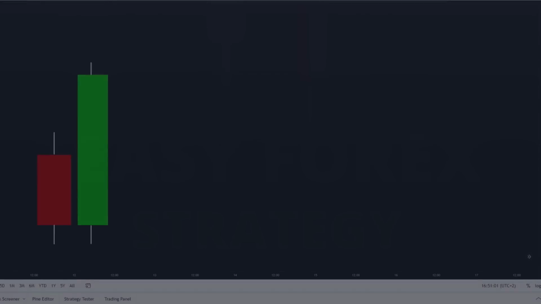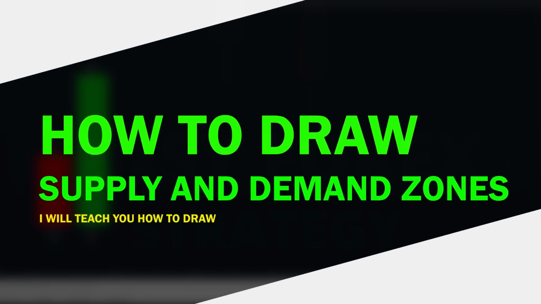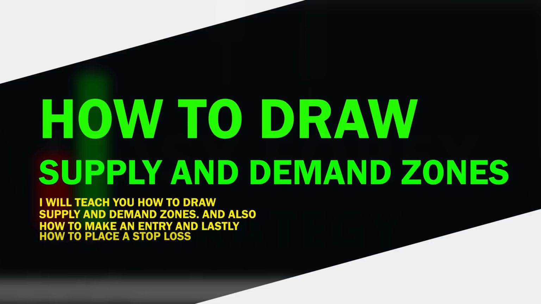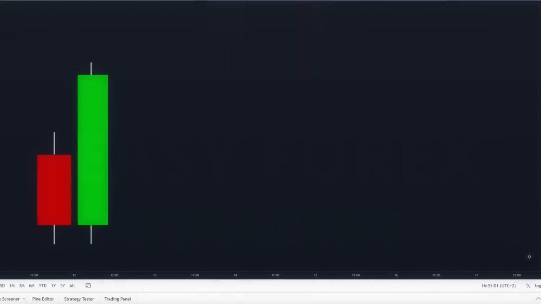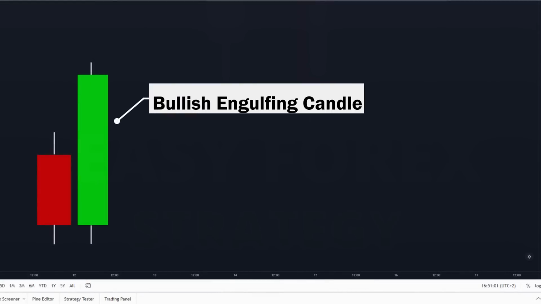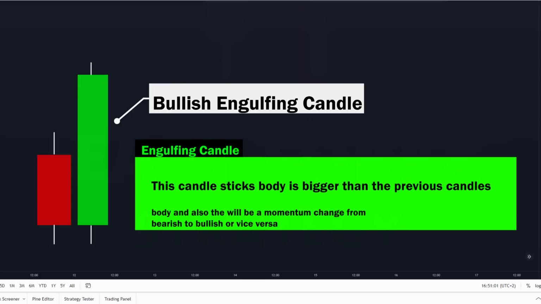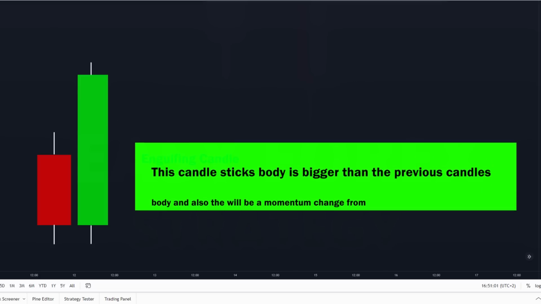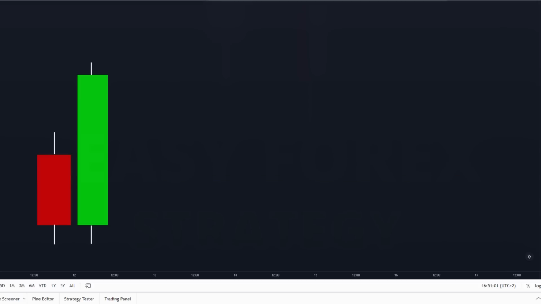In this section of the video I will teach you guys how to draw supply and demand zones in the simplest way so that you guys can understand. The first step is to identify an engulfing candle on a chart. For those who don't know what an engulfing candle is, an engulfing candle is a candlestick that is bigger than the previous candle's body and also with momentum change. As we can see from this candlestick pattern, the bullish candle's body is bigger than the previous bearish candle's body.